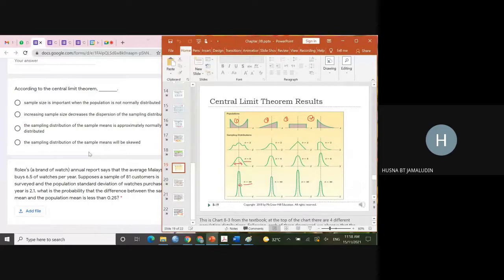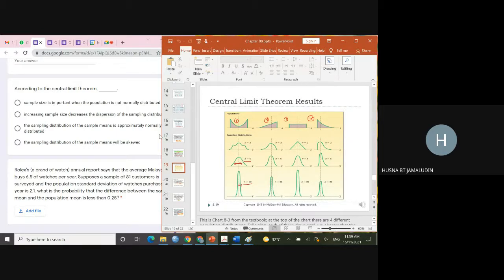Okay, that is about the central limit theorem. I hope that everyone is clear. Any question regarding the central limit theorem before we move to your favorite question? Anything else you want to ask? No? Okay, silence means everyone is clear.